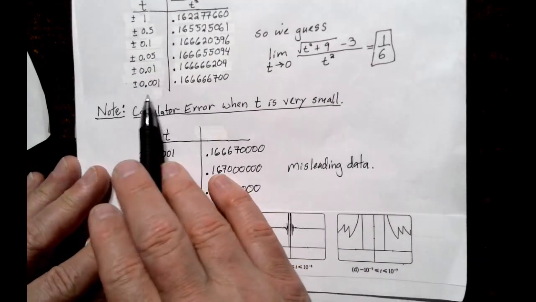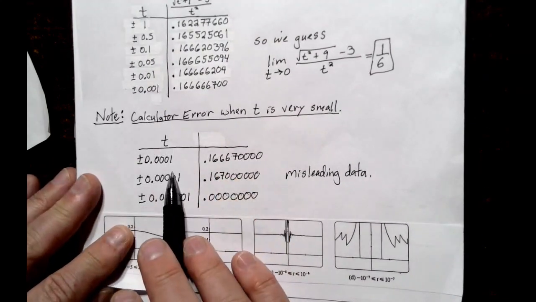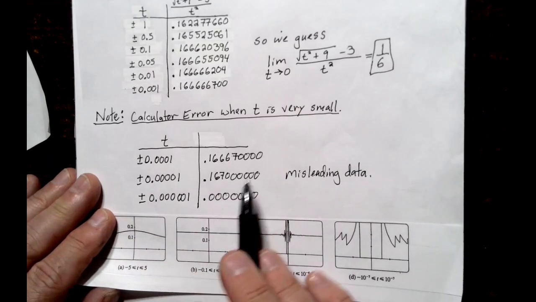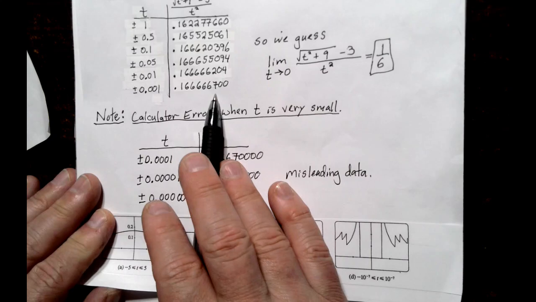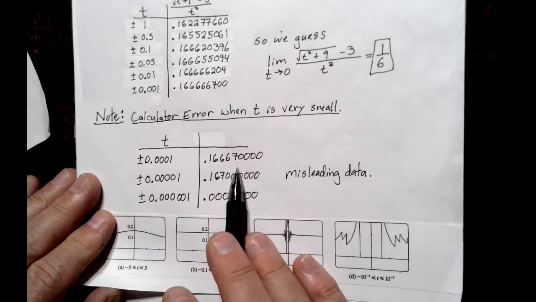Now if we were to continue this calculation with even smaller numbers, watch what happens. Here we got 5 sixes with a 7. Now we're only getting 3 sixes with a 7.